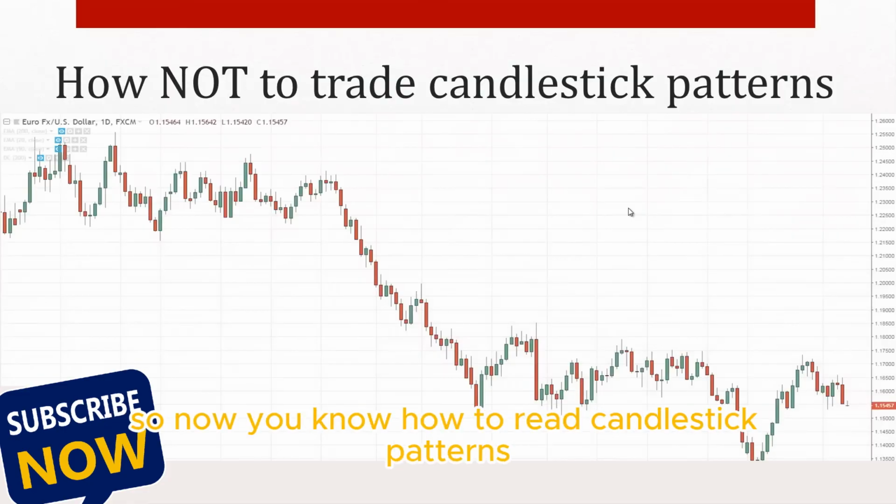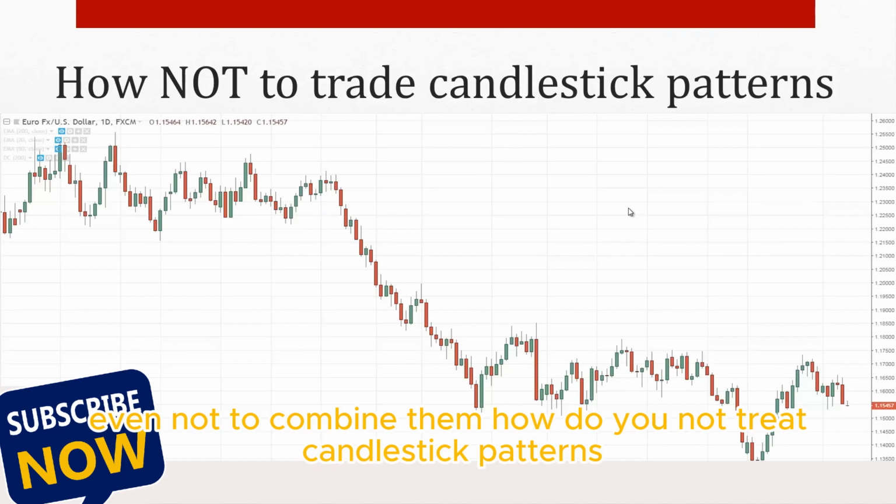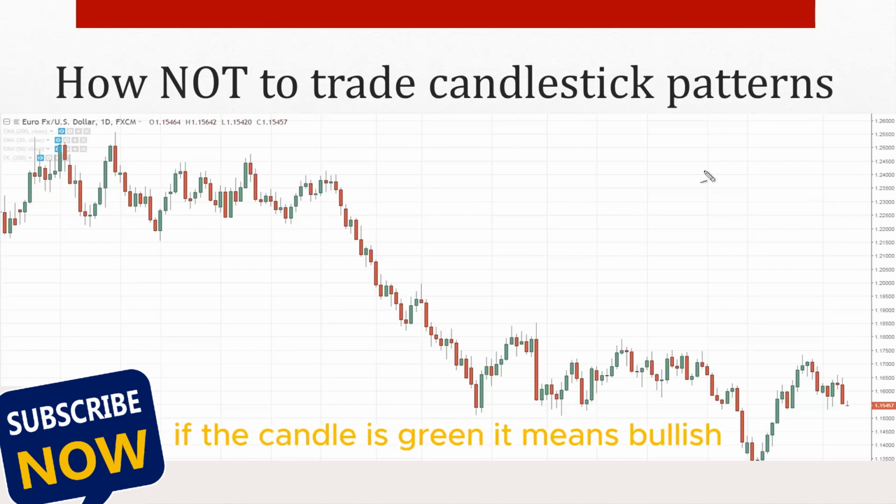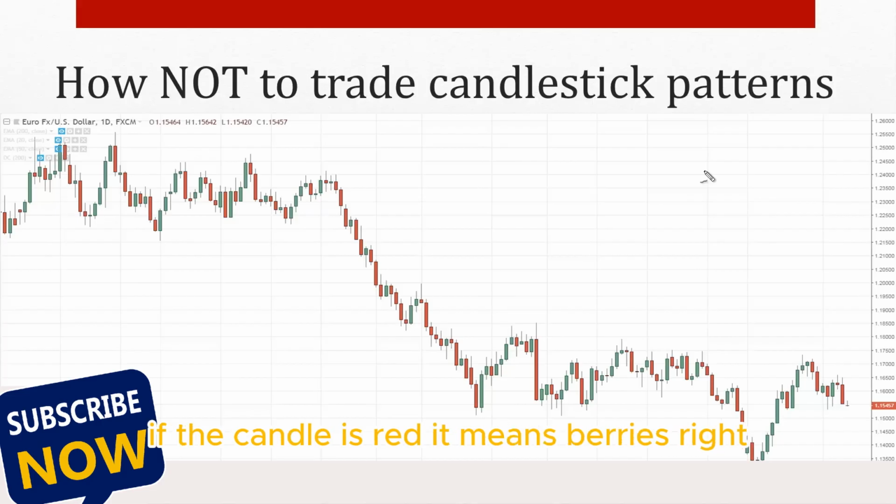So now you know how to read candlestick patterns, you even know how to combine them. How do you not trade candlestick patterns? Because this is a mistake I see many new traders make. As I've said earlier, you recall that if the candle is green, it means bullish. If the candle is red, it means bearish. The price is closed lower.